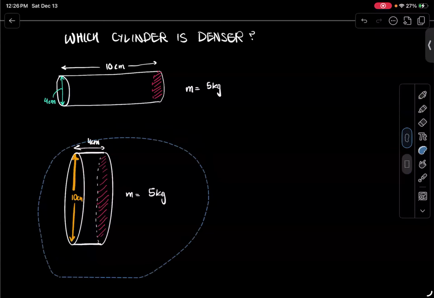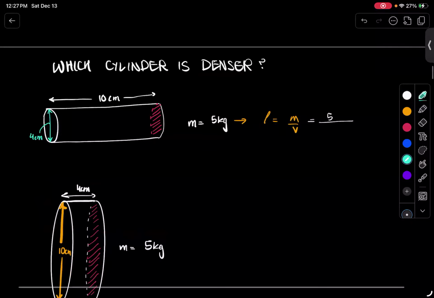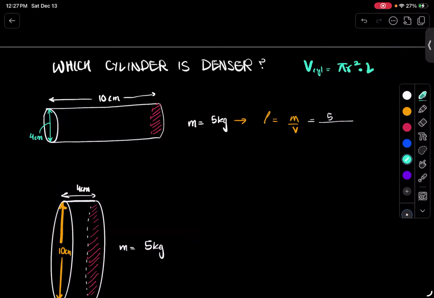Then again, you've got to plug in the formula for density. Density is equal to mass per unit volume. What is the mass of the cylinder? That's 5 kgs. What is the volume? Now, keep in mind, the volume of a cylinder is equal to pi r square into L.